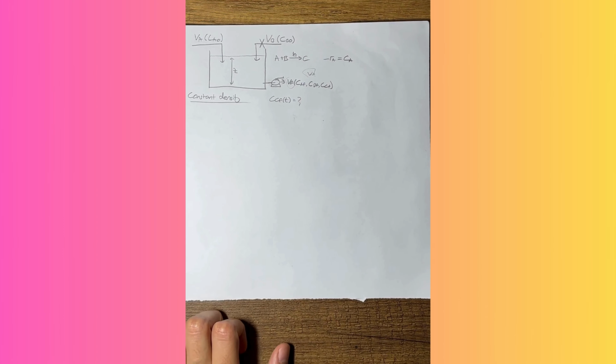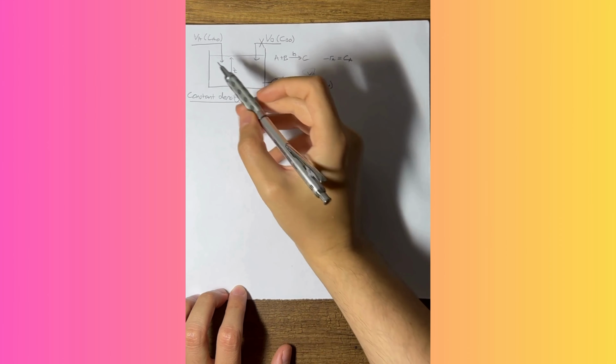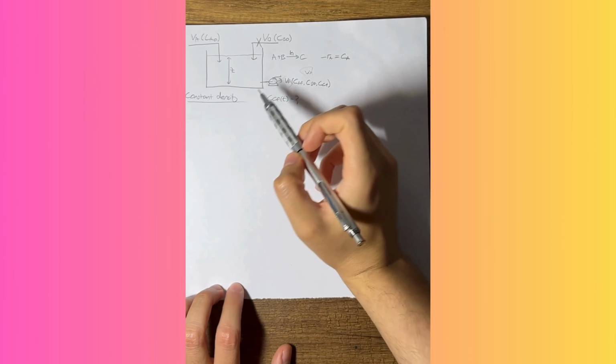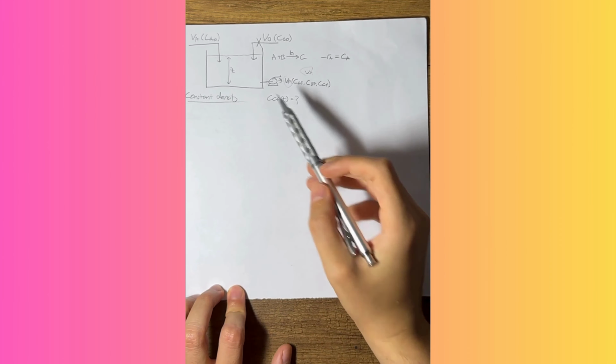Hi everyone, today I want to solve a tank question. In this question, component A and component B are poured into the tank. They mix together, actually, maybe we have a kind of mixer. And they are evacuated with a pump.